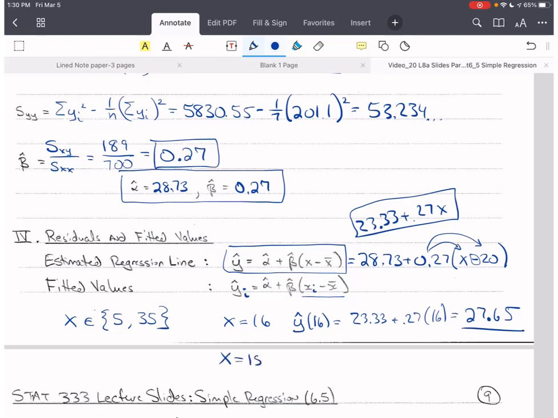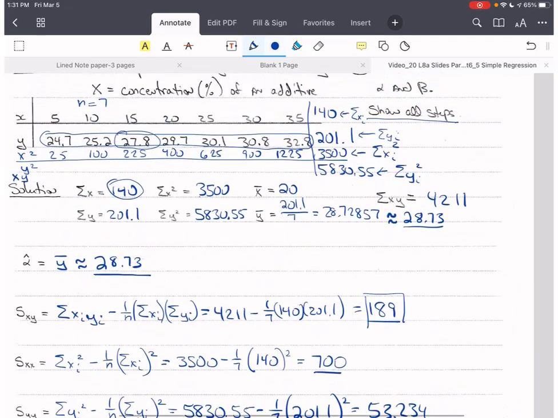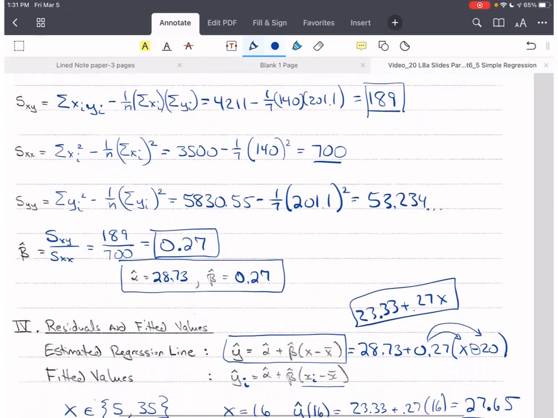If I want to predict the value at x equals 15, y hat of 15 will equal 23.33 plus 0.27 times 15. So I'll basically subtract 0.27 from the value that I had. So 23.33 plus 0.27 times 15 will be 27.38. Now, y of 16, the actual value, or 15, not 16. We don't have a 16 in the data. Y of 15 was equal to 27.8.